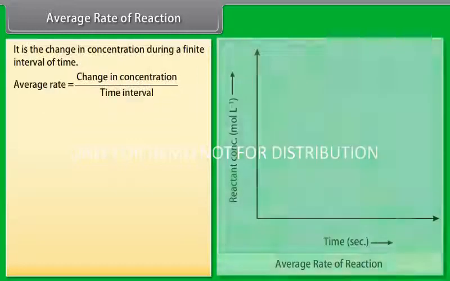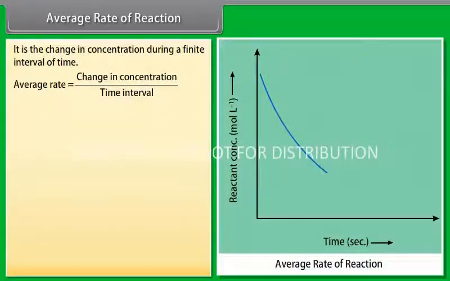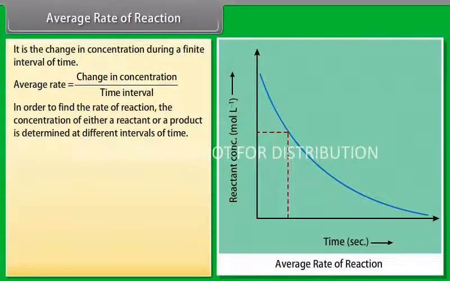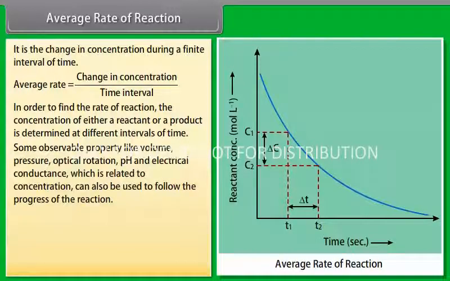Average rate of reaction. It is the change in concentration during a finite interval of time. In order to find the rate of reaction, the concentration of either a reactant or a product is determined at different intervals of time. Some observable property like volume, pressure, optical rotation, pH, and electrical conductance, which is related to concentration, can also be used to follow the progress of the reaction.